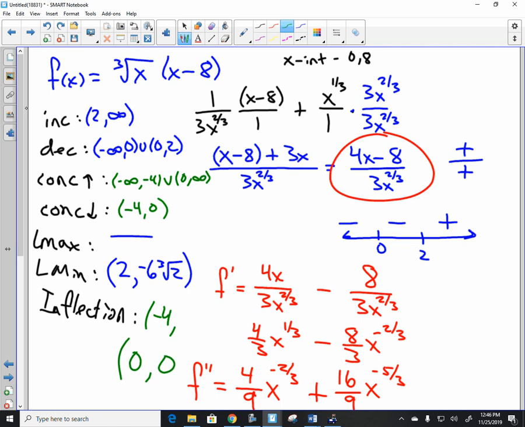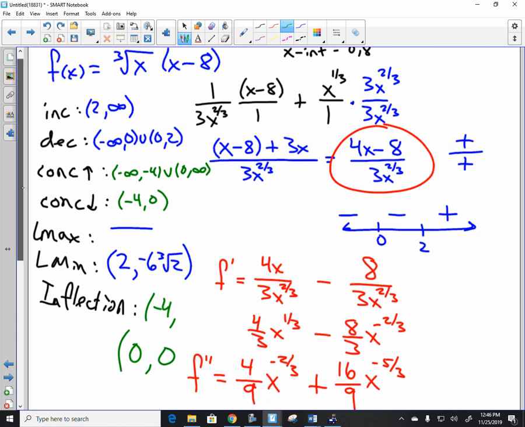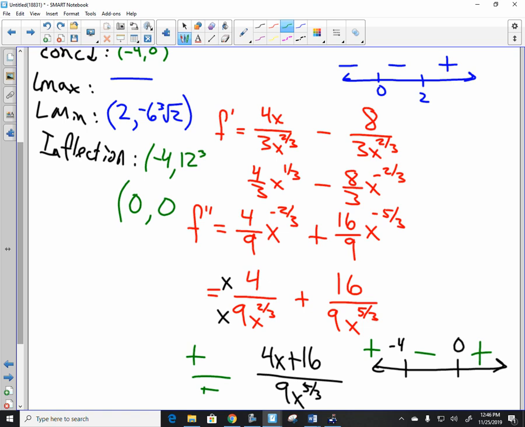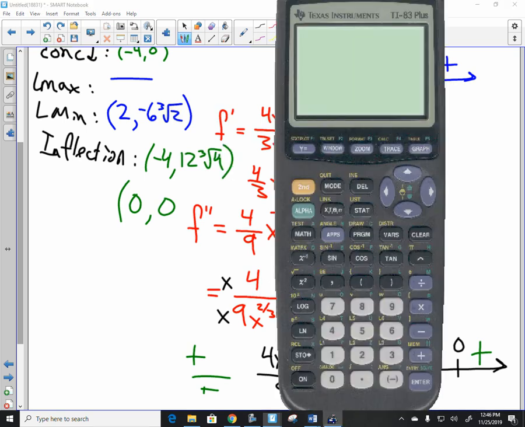And inflection, cube root of negative 4 times negative 12. That's going to be positive, right? Well, cube root of negative 4 is negative, and negative 12 is negative, so it's going to be positive. So 12 cubed roots of 4 is what we get. All right. So let's see if we get what we thought we were going to get, and we'll end for the day on that. Math, I've got the cubed root of x times parentheses x minus 8.